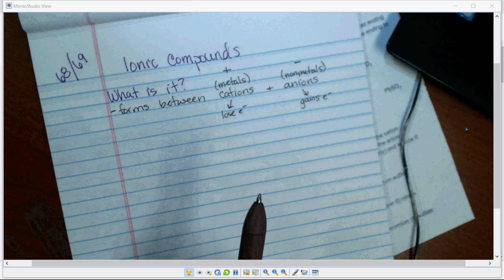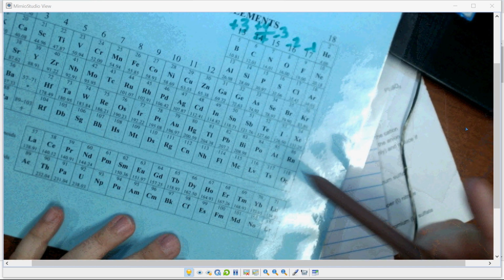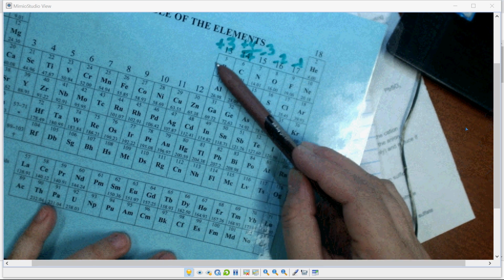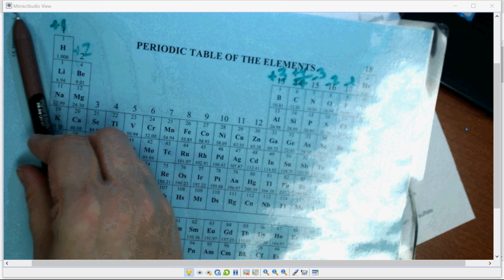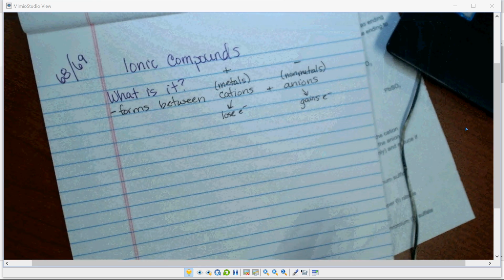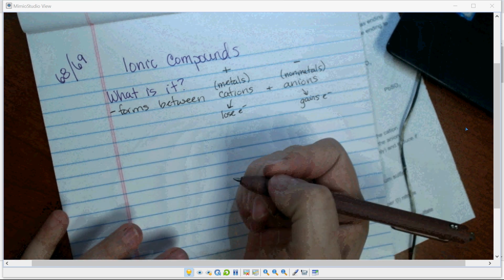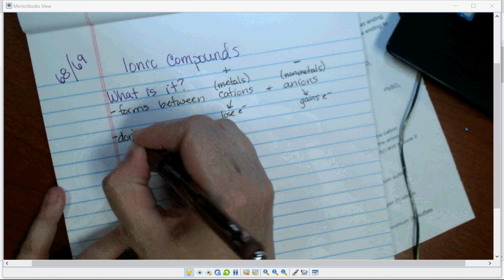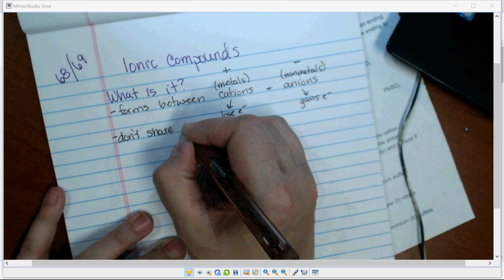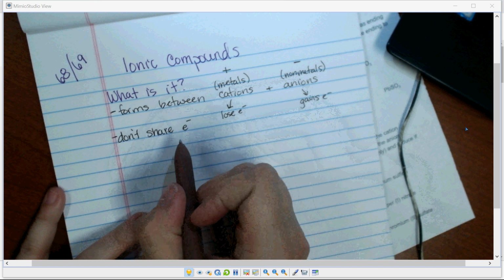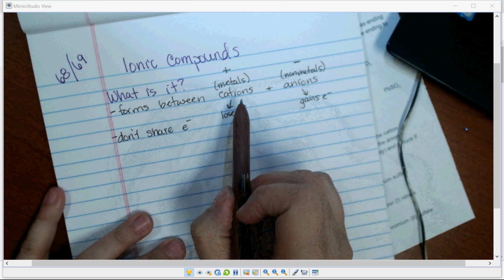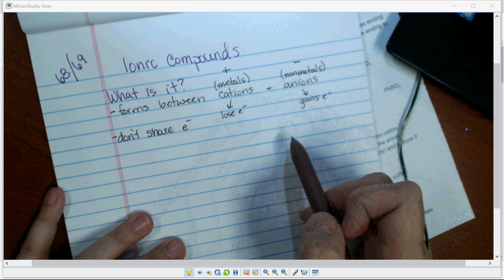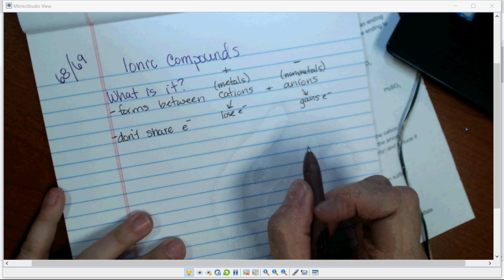And as a reminder, where you find your metals on your periodic table, there's kind of that region where there's a stair step that happens right around in here. Everything to the left of that is considered a metal. So that's what you're looking for. Ionic compounds do not share electrons the way covalent compounds did. They completely give or gain electrons. So cations give up their electrons, anions gain electrons. There's no sharing involved. One person completely takes the electrons from the other atom.